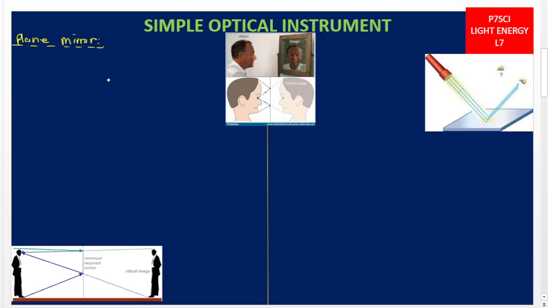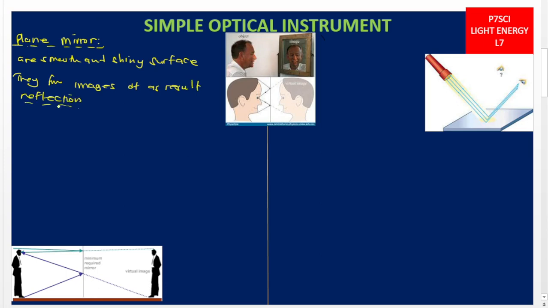Now, these plane mirrors are smooth and shiny surfaces. They are very smooth and their surfaces are glittering. They form images as a result of reflection. In the previous lessons, we discussed what reflection is, and we said that reflection is the bouncing of light as it falls on a shiny surface.